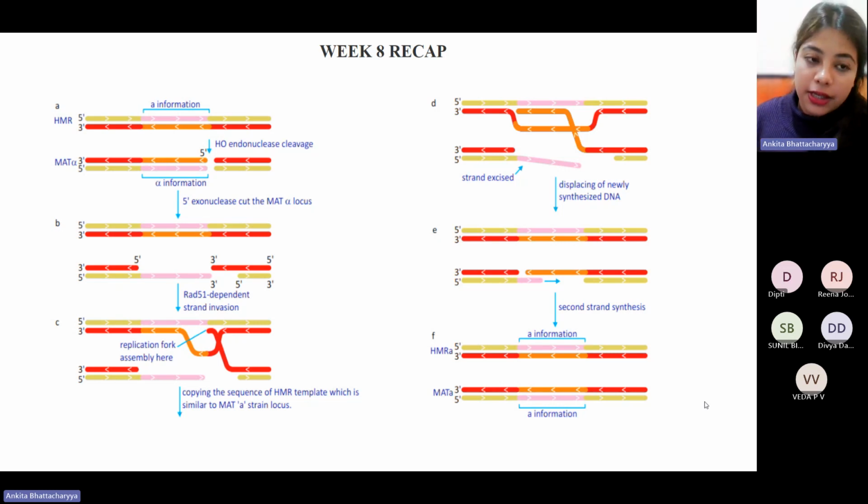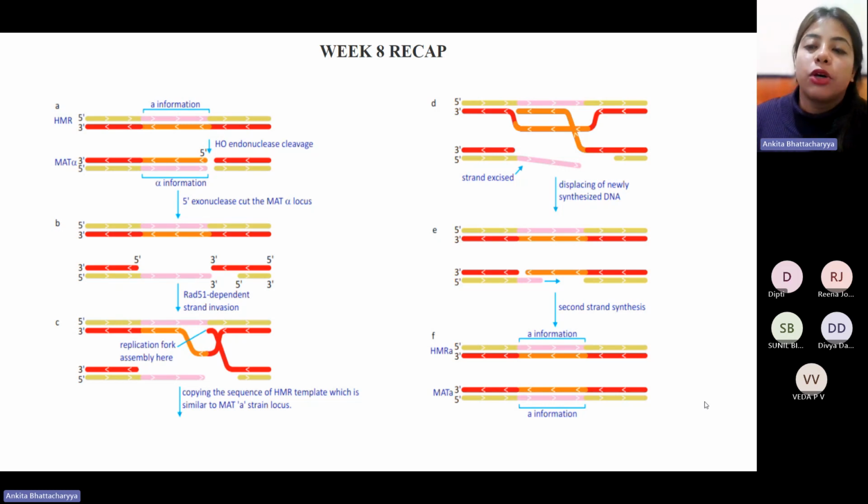Again, I'm repeating the same thing, but this is the exact way in which recombination in general occurs within the cell. So this is homology dependent recombination, or HR, as we commonly know it. After the replication fork has assembled, which is what we see in figure C, it will copy the sequence of the HMR template, which carries the A information, and that will be incorporated into this particular strand. Once it has done so, the region is extended, as seen in figure D. This entire region has been replicated, taking the template carrying the HMRA region as the genetic information.